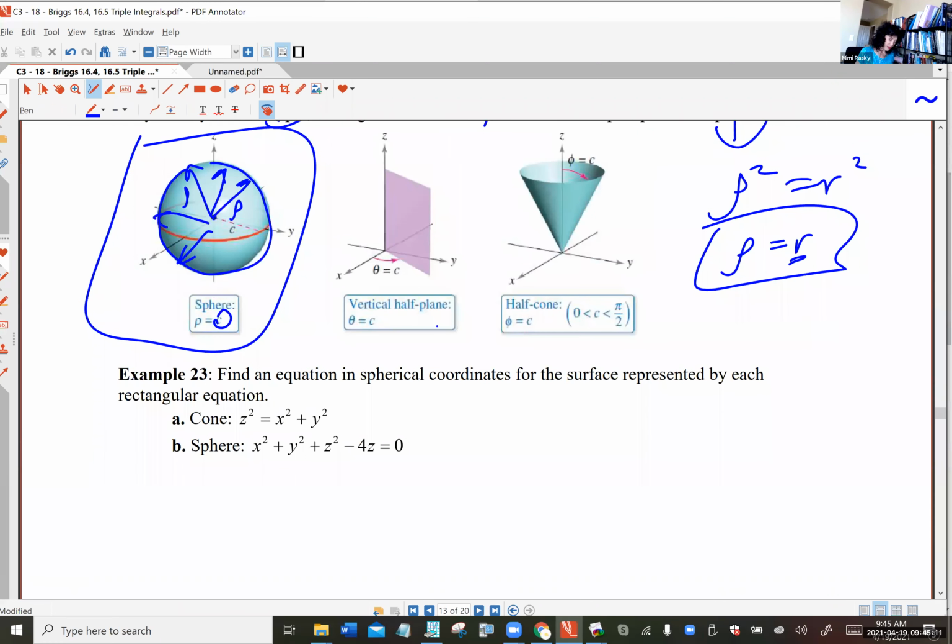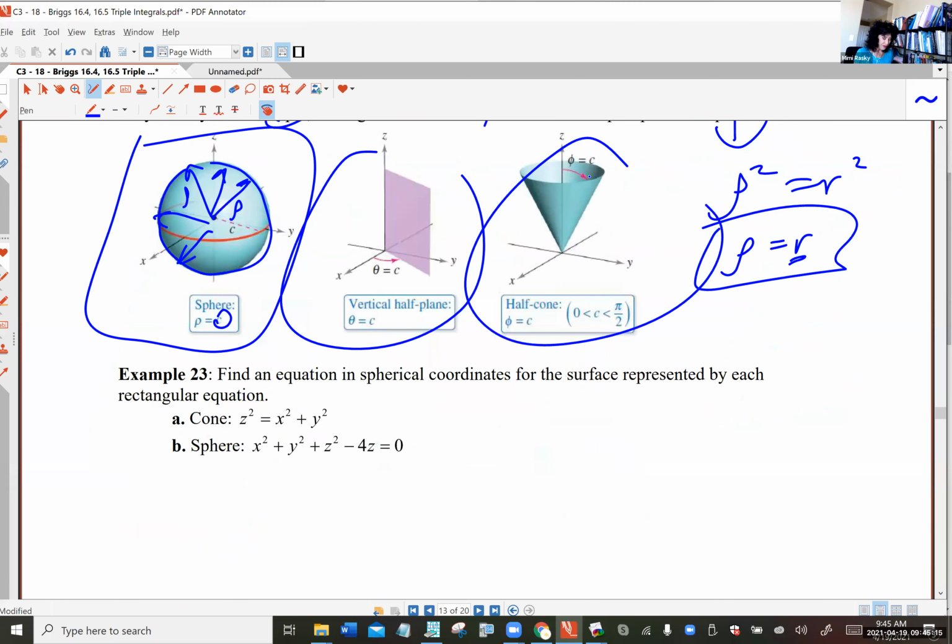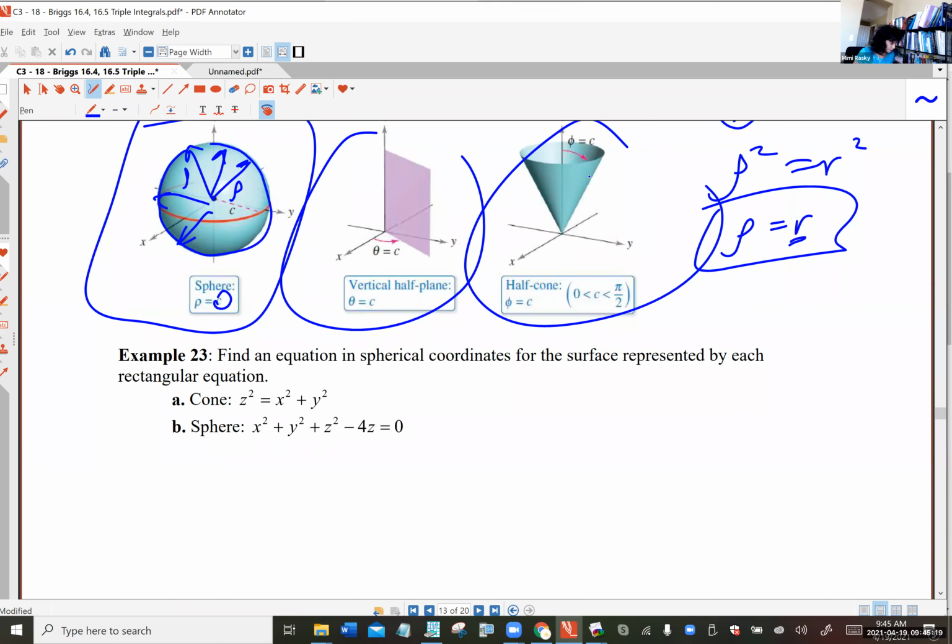And a vertical half plane, we don't do that so much. Cones, yes. Those are pretty typical in spherical. Okay, so let's convert a couple of equations that are given to us in rectangular, and we'll convert them to spherical. So how would we convert letter A? Brute force.